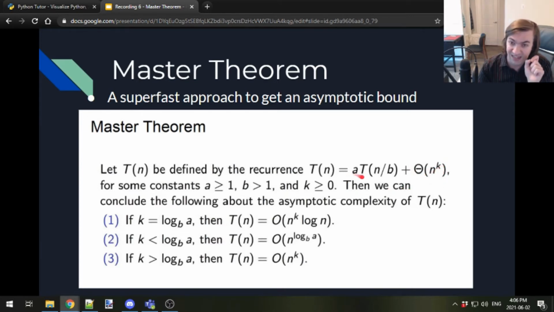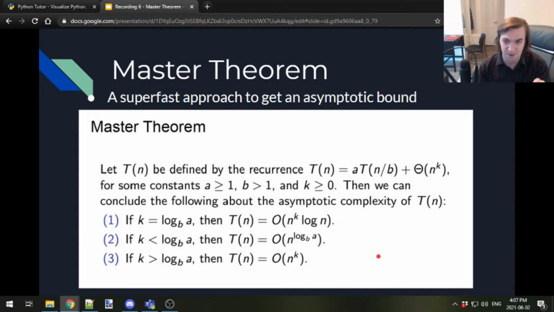If you have a recurrence that is in this form, there is a theorem that says you can conclude the following about the asymptotic complexity. If k is equal to log base b of a, then your recurrence is in big O of n to the k times log of n. If k is less than log base b of a, then your recurrence is in big O of n to the log base b of a. If k is greater than log base b of a, then your recurrence is in just straight big O of n to the k.